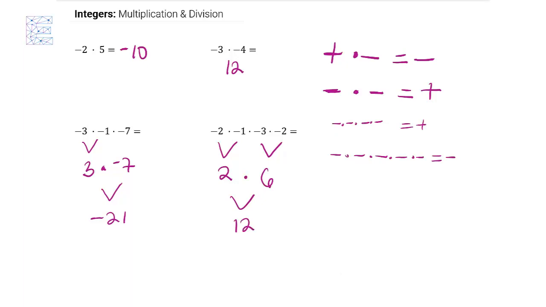You could do it the way I've done it, or alternatively, you could simply go left to right. Negative 2 times negative 1 is positive 2. Positive 2 times negative 3 is negative 6. Negative 6 times negative 2 is positive 12. So either way, you still end up with a positive. Bottom line, odd number of negatives, the answer is still a negative. Even number of negatives, the answer is positive.